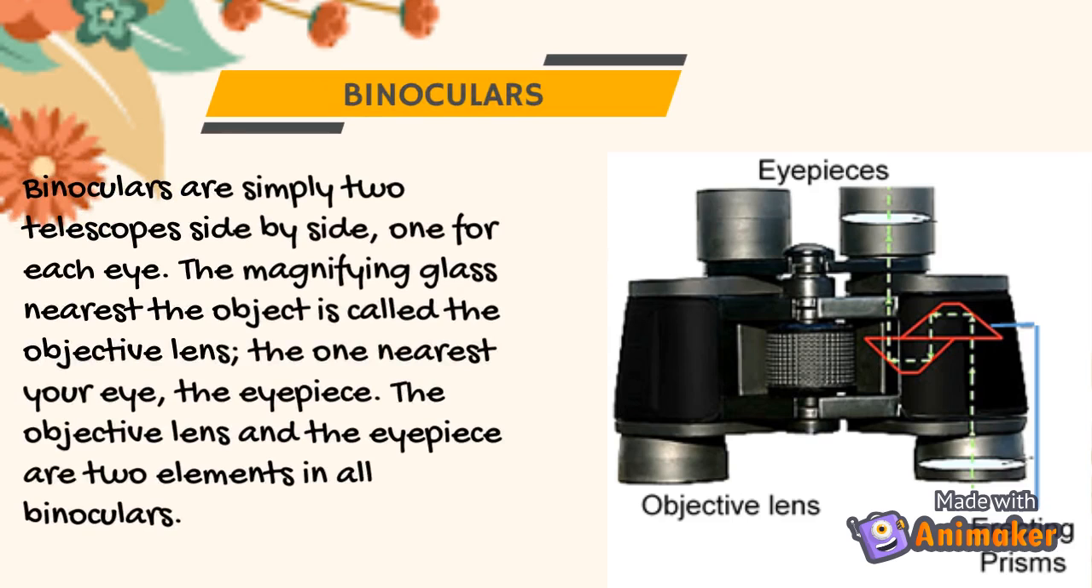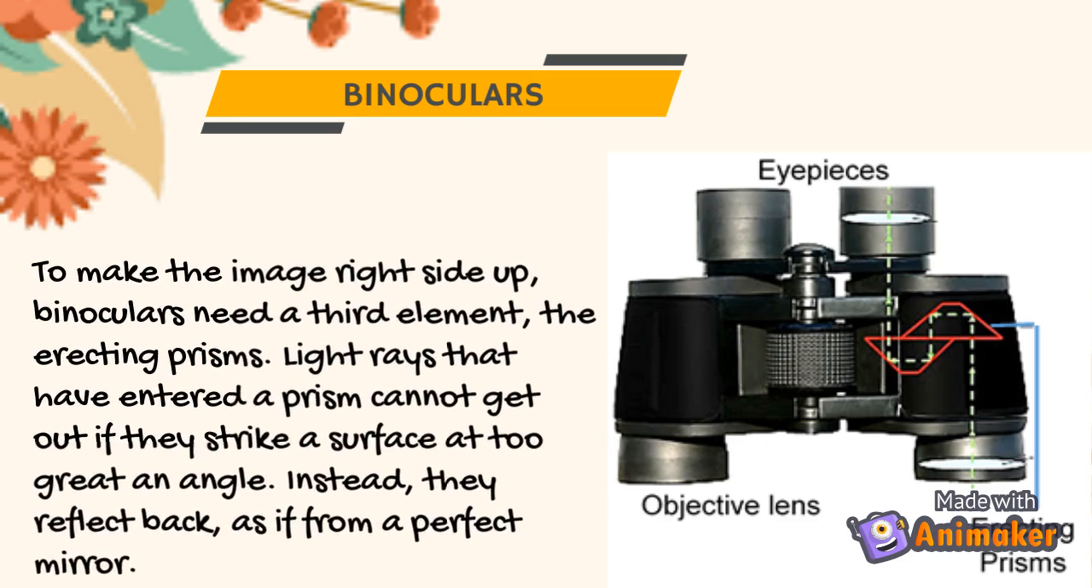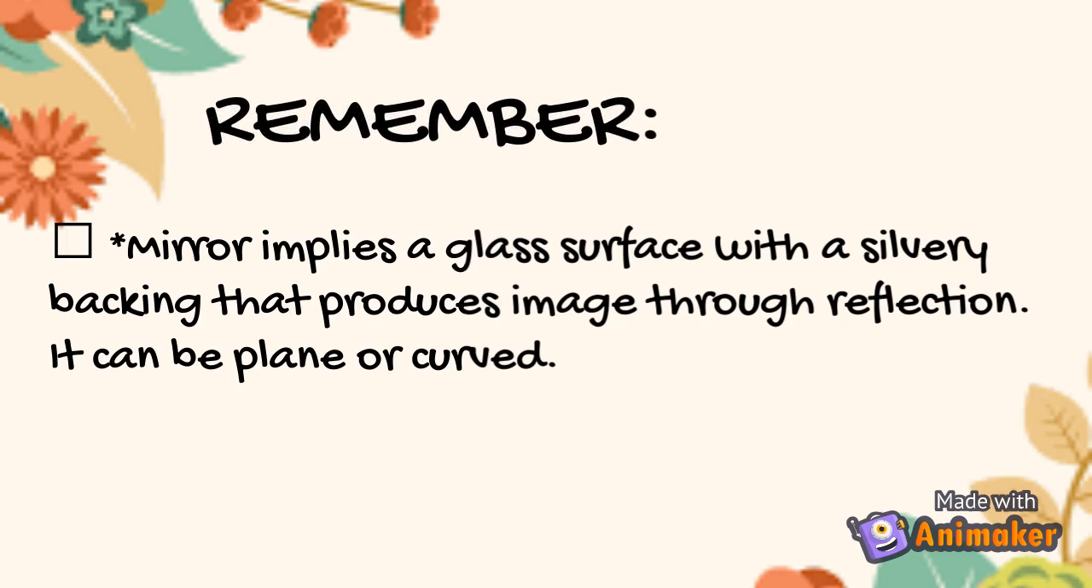Lastly, we have binoculars, which are simply two telescopes side by side, one for each eye. The magnifying glass nearest the object is called the objective lens. The one nearest your eye, the eyepiece. The objective lens and the eyepiece are two elements in all binoculars. To make the image right side up, binoculars need a third element, the erecting prisms. Light rays that have entered the prism cannot get out if they strike a surface at too great an angle. Instead, they reflect back as if from a perfect mirror.